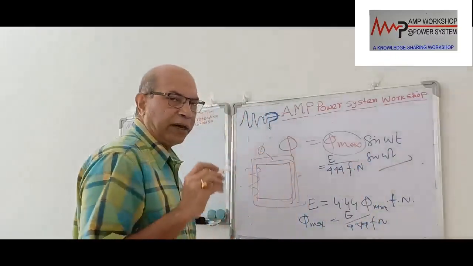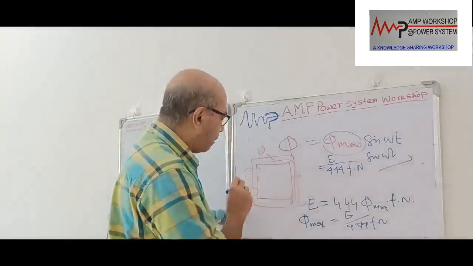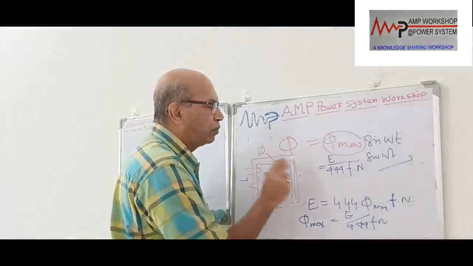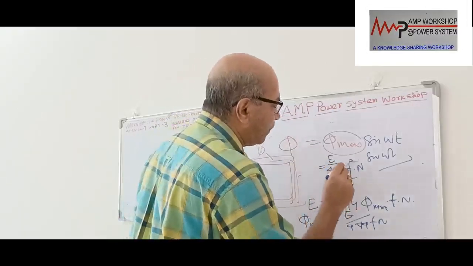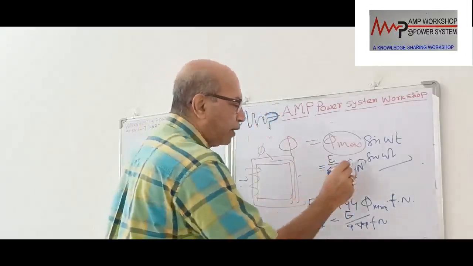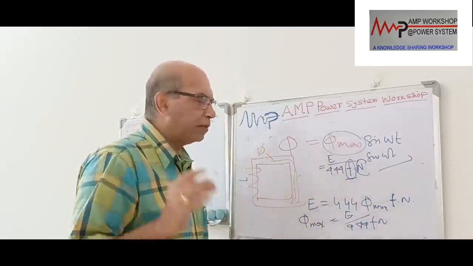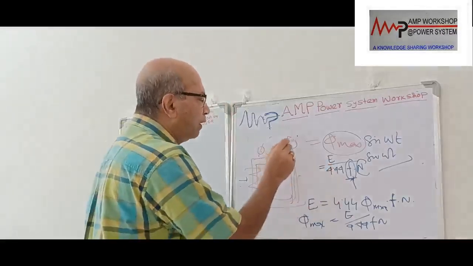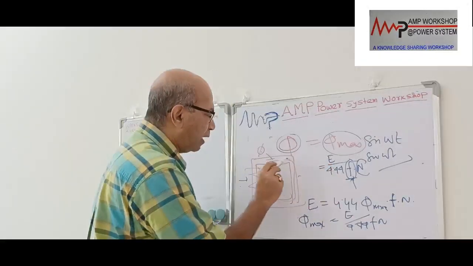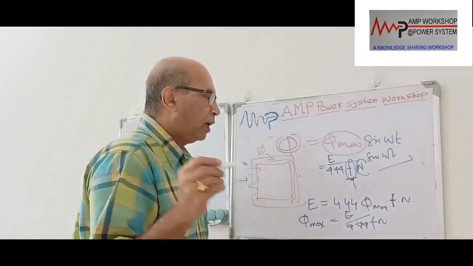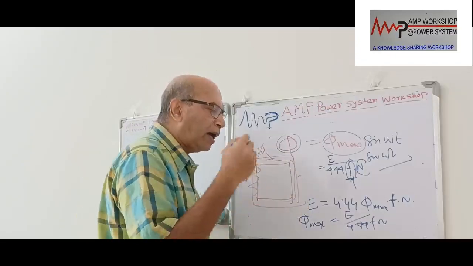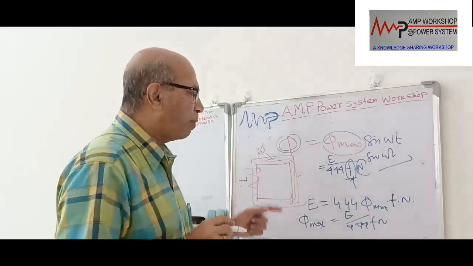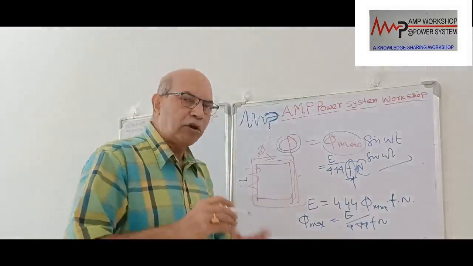So at any time, how much flux will be produced by a particular voltage? You inject the voltage, then how much flux will be produced? That depends on the frequency and the number of turns. But the number of turns is already fixed for the transformer, so it depends on the frequency. If the frequency is low, then the flux will be high. That means the flux produced by a particular voltage will be higher and higher as the frequency gets lower and lower.